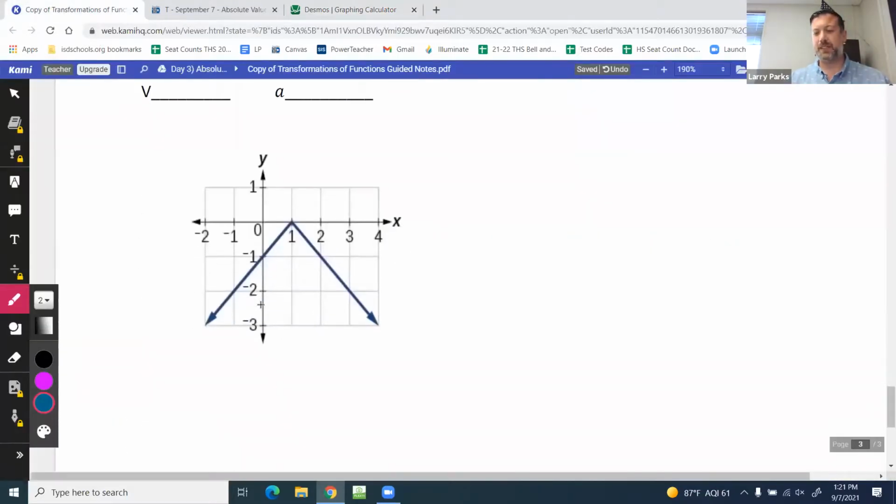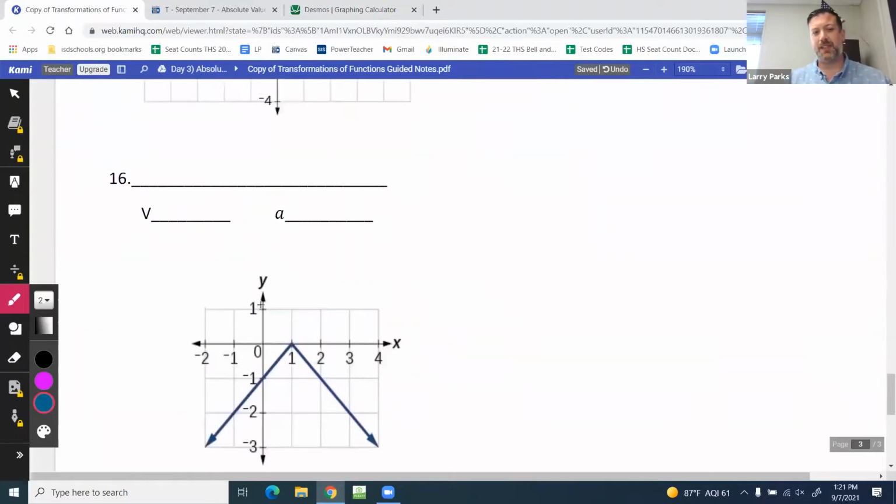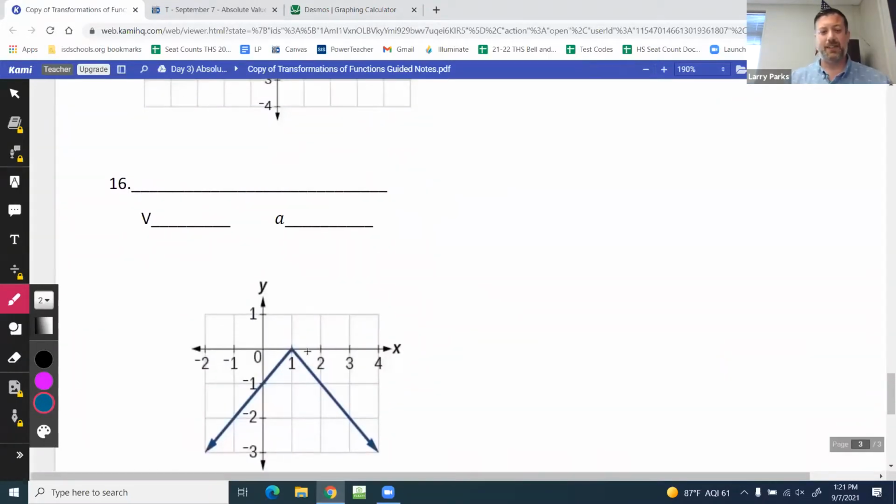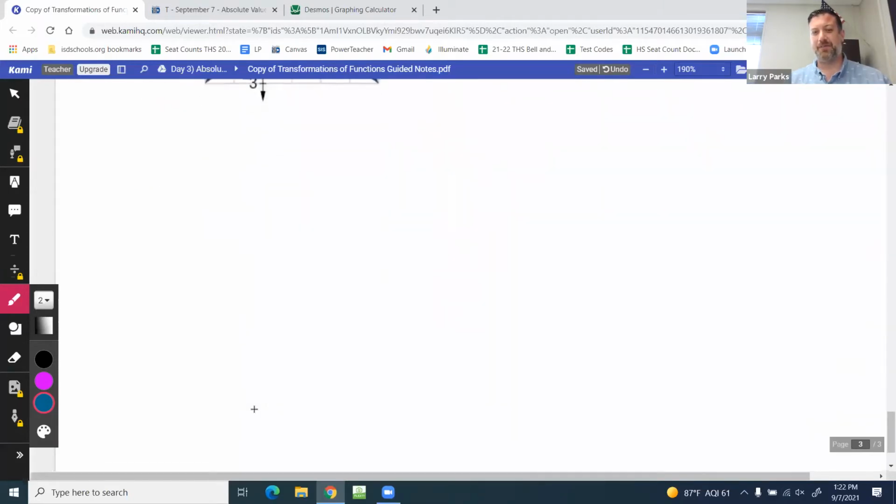So then number 16, I'll let you do number 16 yourself. Hint, this is going down. So I know it's going to be negative. And then you're going to have some number out front, and then absolute value X something, and then you'll have a number here. You'll have something here, here, and here. I'll let you do that one yourself.